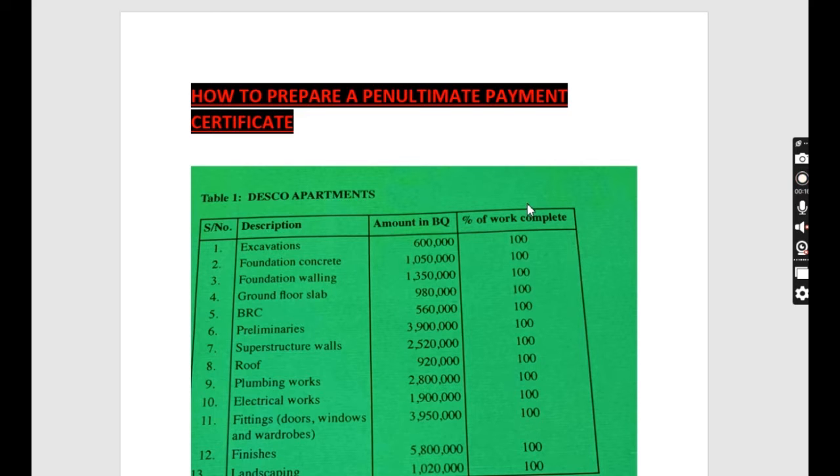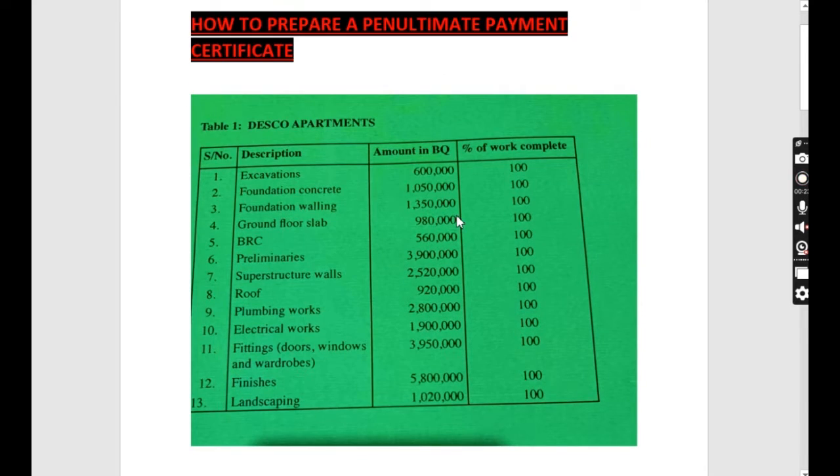Now, for this project that we have, this Desco apartment, we have gotten to the practical completion stage and they want to prepare a penultimate certificate. But before we prepare that certificate, guys, remember we have three types of certificate. We have the interim, we have the penultimate, and then we have the final payment certificate.